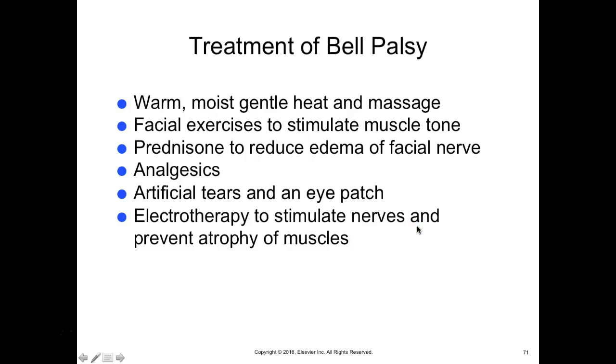Treatment of Bell's palsy: warm, moist, gentle heat and massage, facial exercises to stimulate muscle tone, prednisone to reduce edema of the facial nerve, analgesics, so pain medications, artificial tears and an eye patch, and electrotherapy to stimulate nerves and prevent atrophy of the muscles.